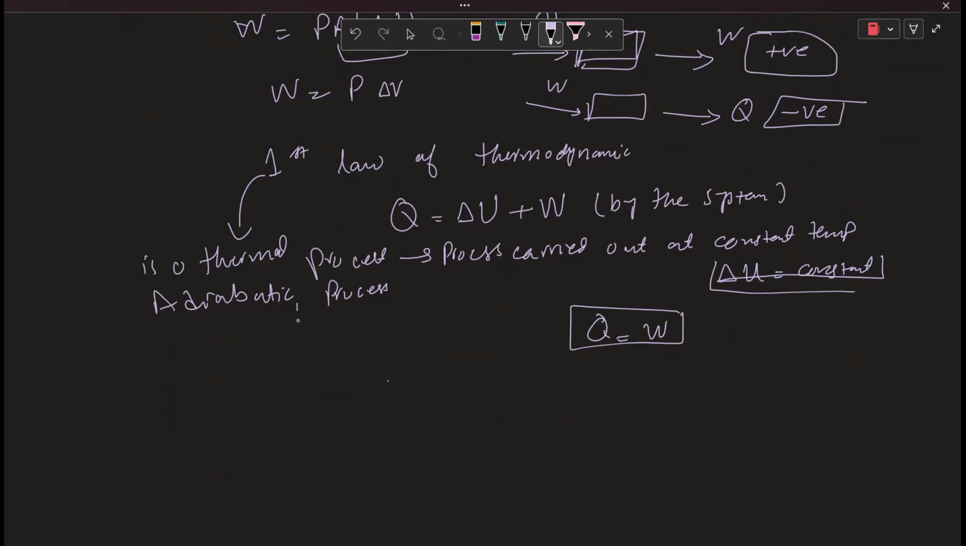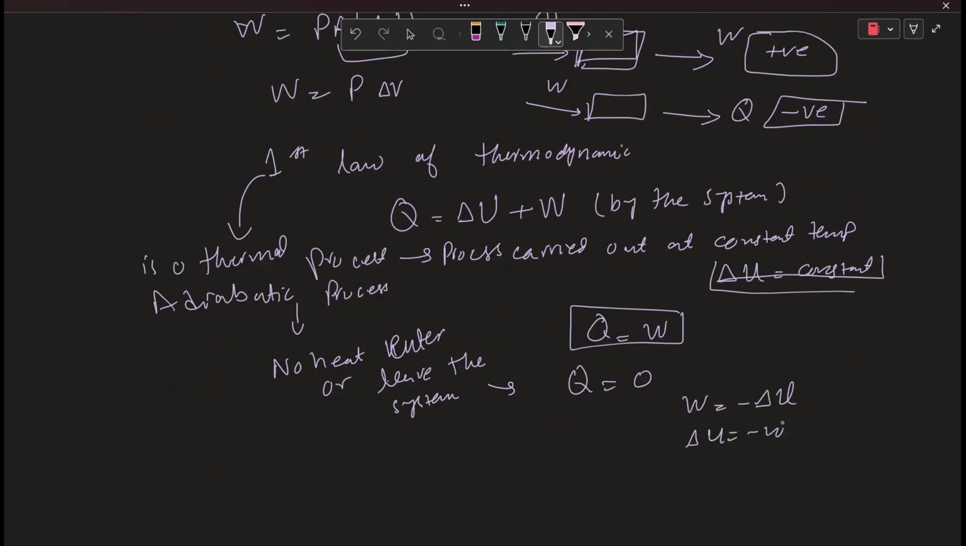So from there, Q would be equal to W. And the adiabatic process is a process in which no heat enters or leaves the system. In this case Q would be equal to 0 and W would become equal to minus delta U, or delta U would become equal to minus W. This is the adiabatic process.